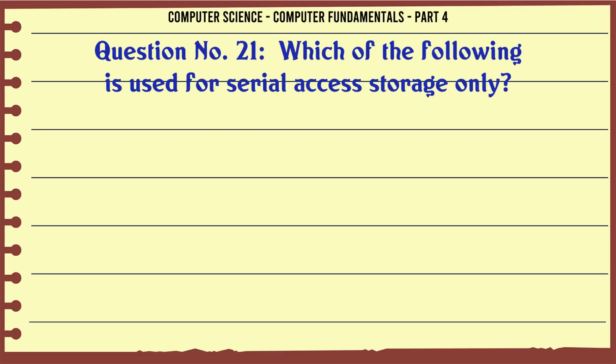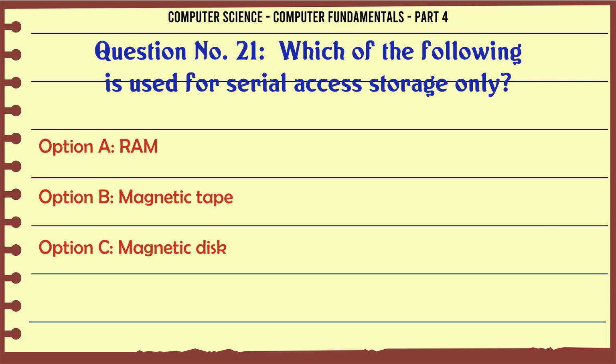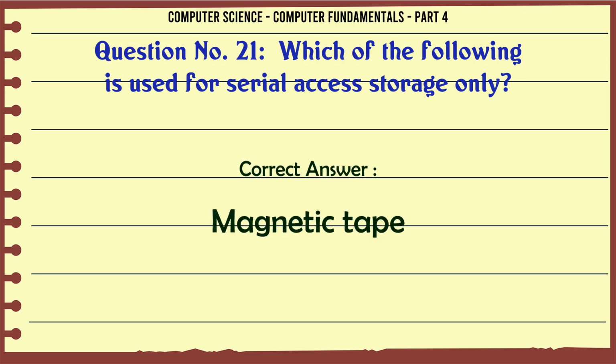Which of the following is used for serial access storage only? A. RAM, B. Magnetic tape, C. Magnetic disk, D. Core memory. The correct answer is magnetic tape.